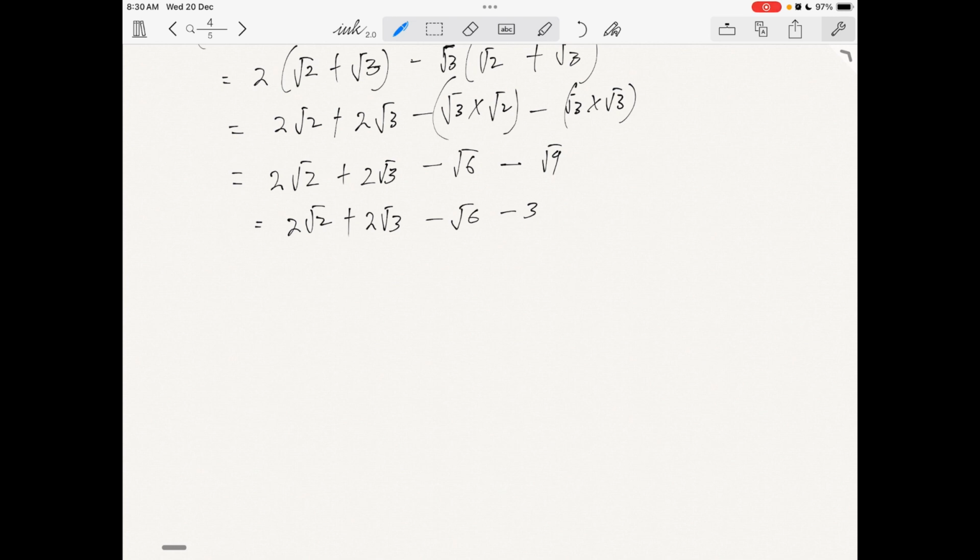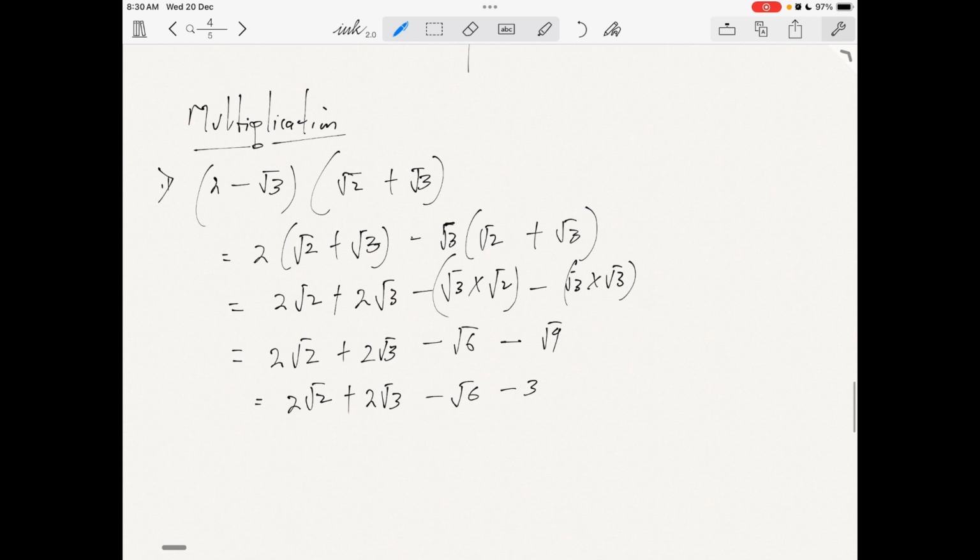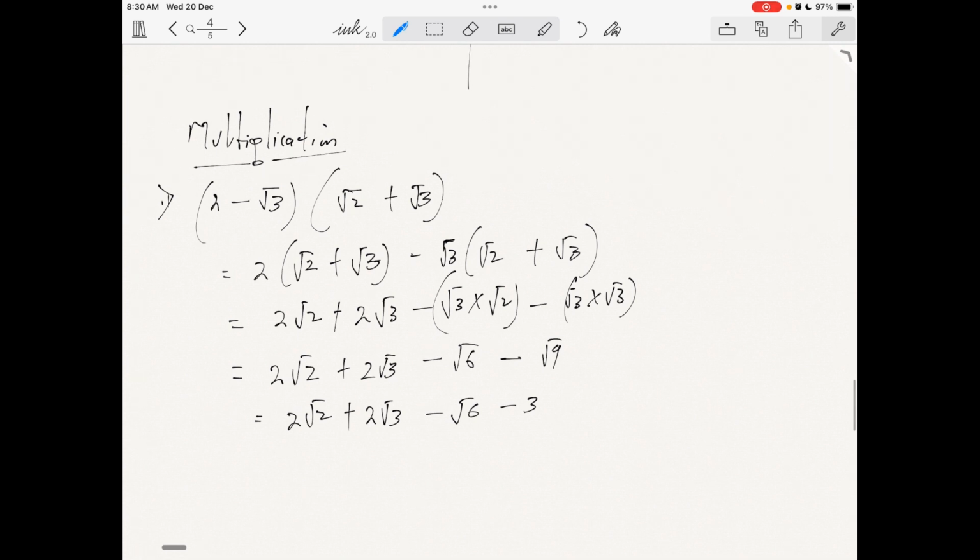It's just like normal opening of brackets. When we open it up, we simplify and collect like terms, and this one cannot proceed any further because this is root 2 here, this is root 3 here, and also root 6 here, all different terms.